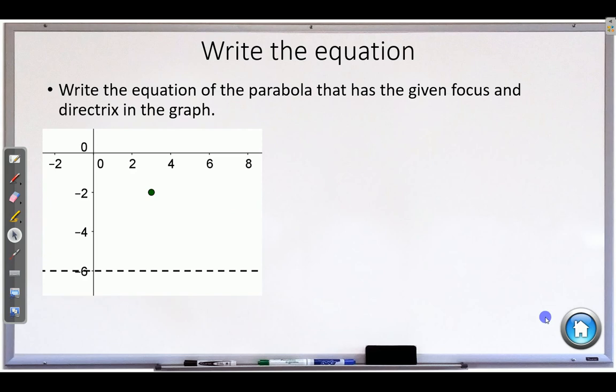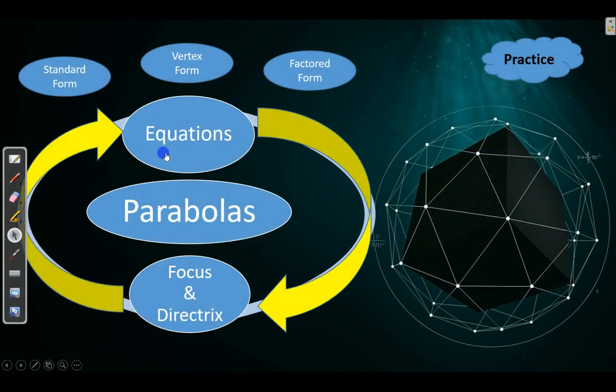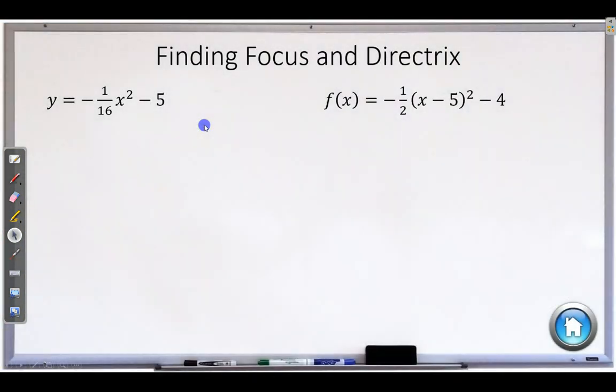Now we have to go the other direction. I'm going to give you an equation, and then we're going to find the focus and the directrix. So let's try that. We've got 2 examples here to do nice and quick. So the focus and the directrix. To get this, I'm first going to draw a quick sketch of this, I think.